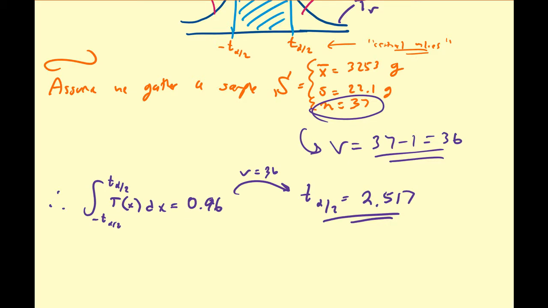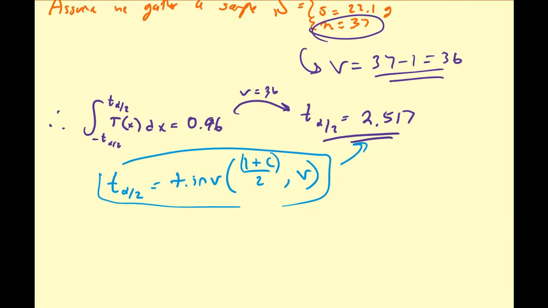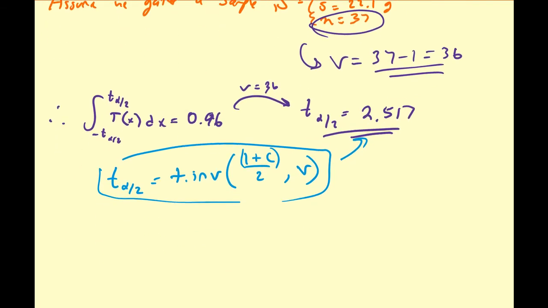And again, if you're not comfortable with the integral approach, you can find this t alpha over 2 value by using the Excel representation T.INV of (1 plus the level of confidence) divided by 2, comma, the degrees of freedom. It can give you the same exact number. All right, so once we have our critical values, then we can calculate our marginal error.